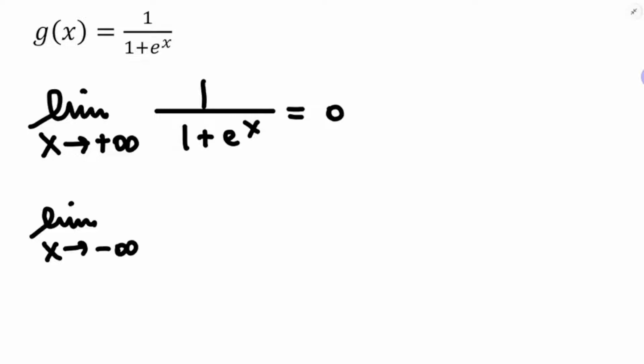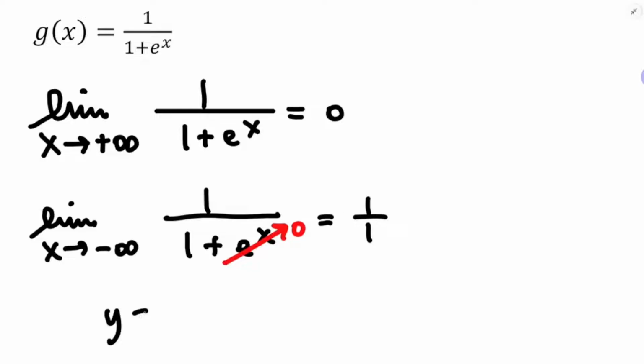All right, so the limit as x approaches negative infinity of this, 1 plus e to the x. So I'm taking e to a large negative power. That's going to go towards 0. So this is going to equal 1 over 1. And so my two horizontal asymptotes are going to be y equals 0 and y equals 1.